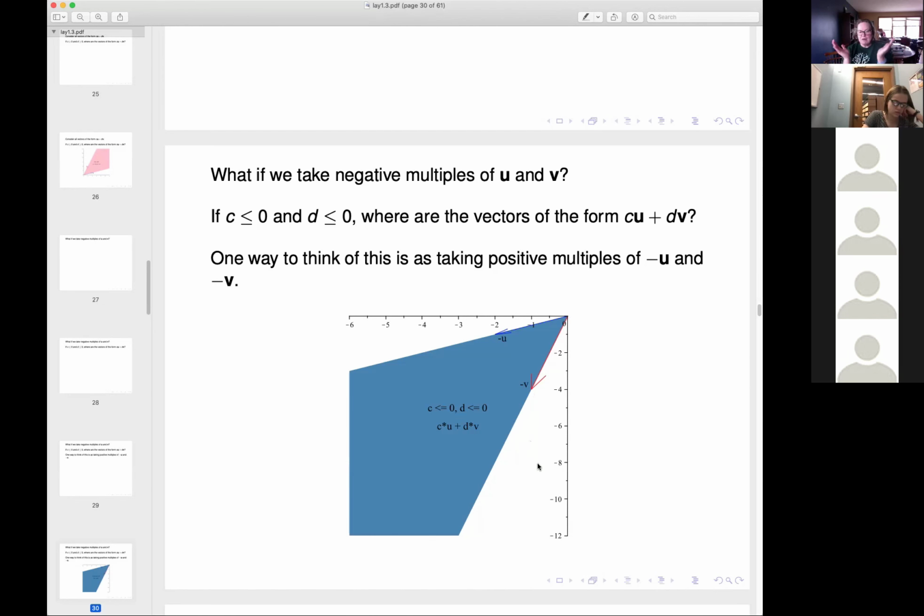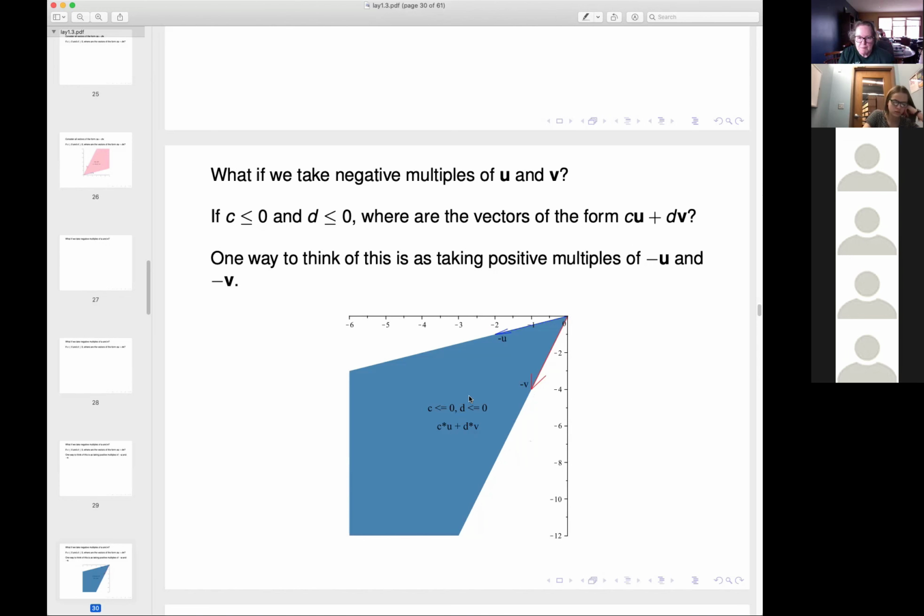And again, if we think about taking positive multiples of those two vectors, then we generate this cone again, except now it's the cone defined by negative u and negative v. Does that make sense?